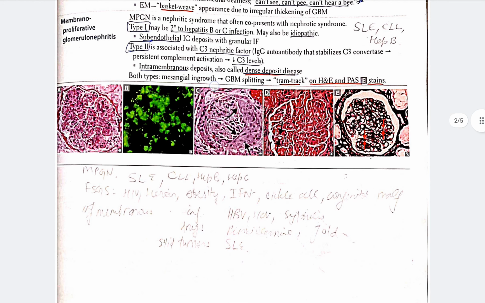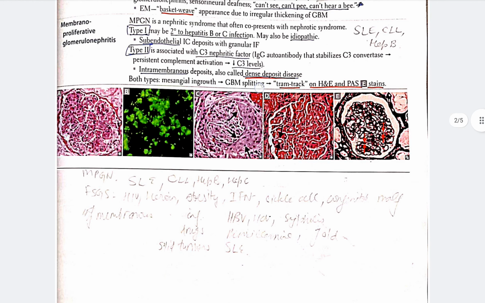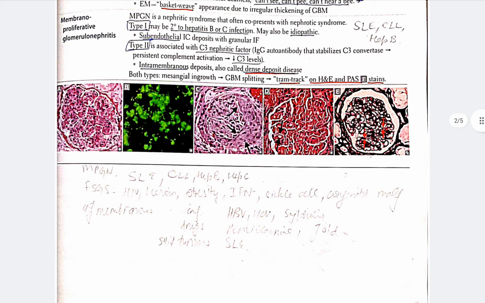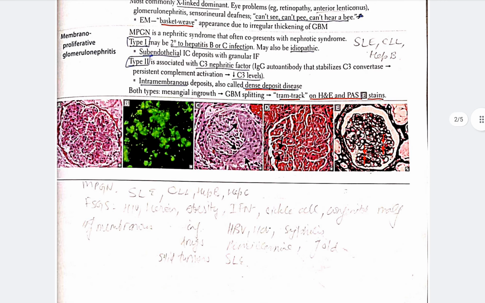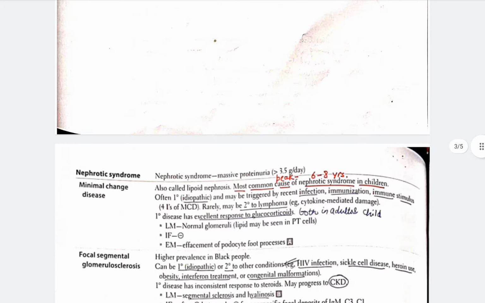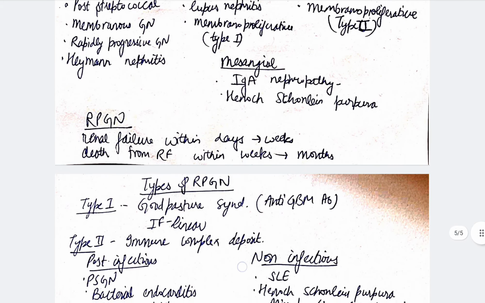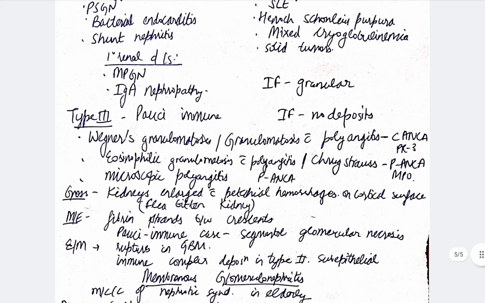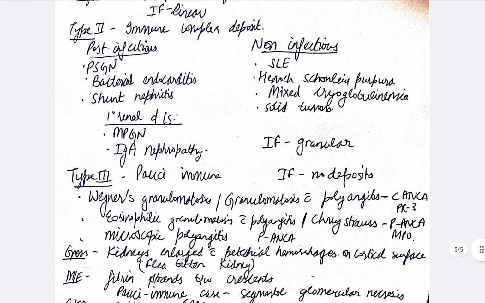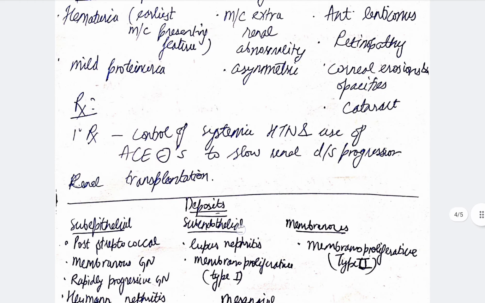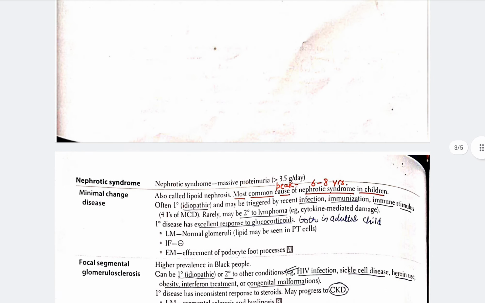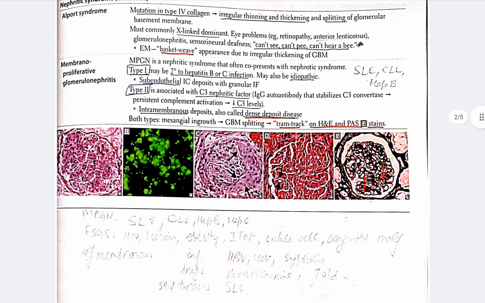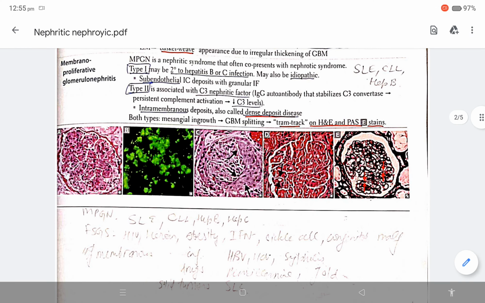Okay, and both types will have mesangial ingrowth, GBM splitting, and due to that, the tram track appearance. Tram track appearance is in membranoproliferative. Okay, now we read more about membranous. This was about membranous. About membranoproliferative, it is that much only. Membranoproliferative is linked with SLE, CLL, Hep B, and Hep C.